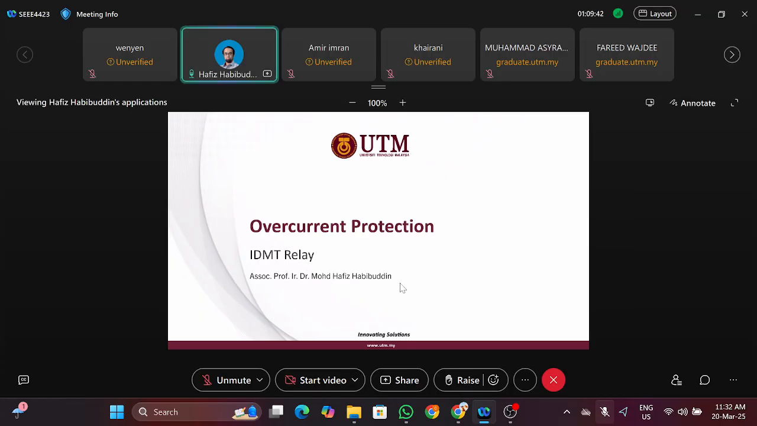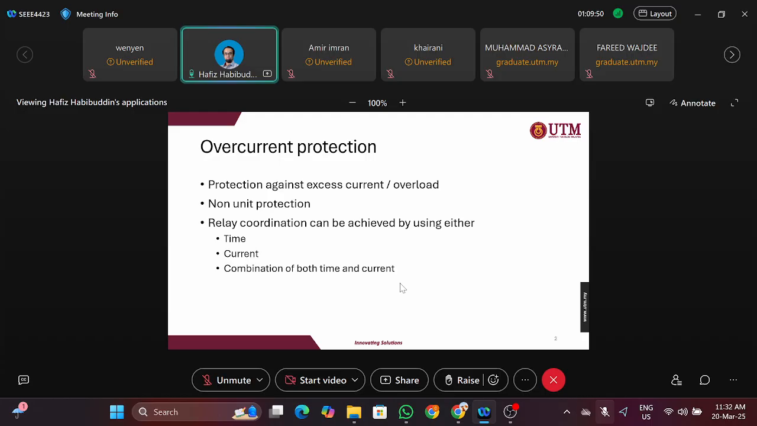This is done by the IDMT overcurrent relay, right? So overcurrent protection, as the name implies, is basically a protection against current, normally referred to as fault current.